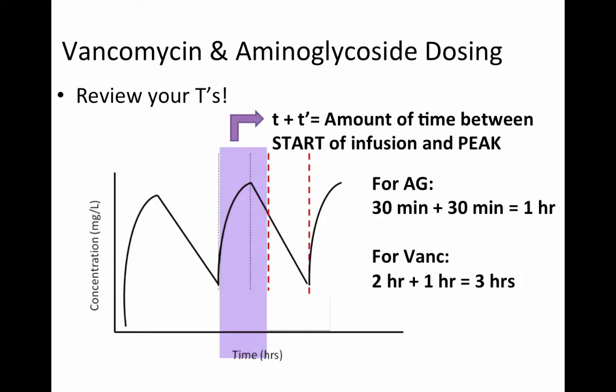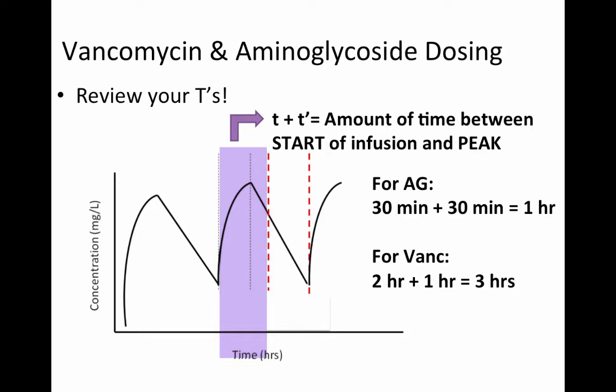That's T prime. A lot of times you get a question from a nurse, like, when am I supposed to draw the peak? So this is where your T and your T prime come into play. If you're thinking about the amount of time after you start the infusion to the time that you need to draw the peak, that's going to be your T, which is your time for infusion, plus your T prime. That's going to be the amount of time between the start of infusion and the peak. So for aminoglycosides, it's going to be 30 minutes plus 30 minutes equals 1 hour. So 30 minutes for the infusion, 30 minutes for the distribution or alpha phase, for a total of 1 hour.